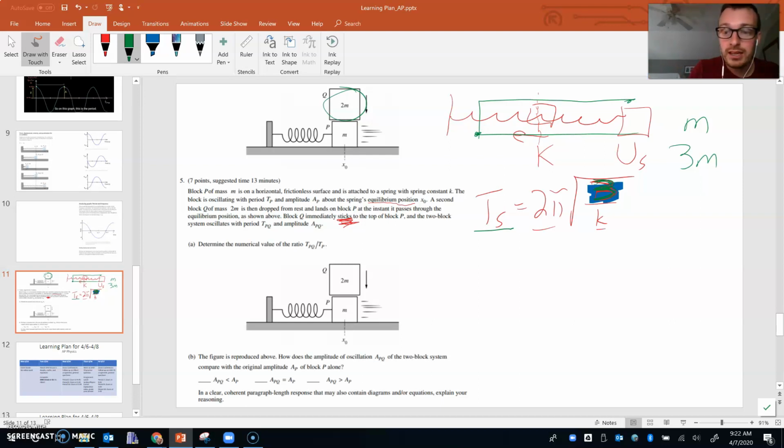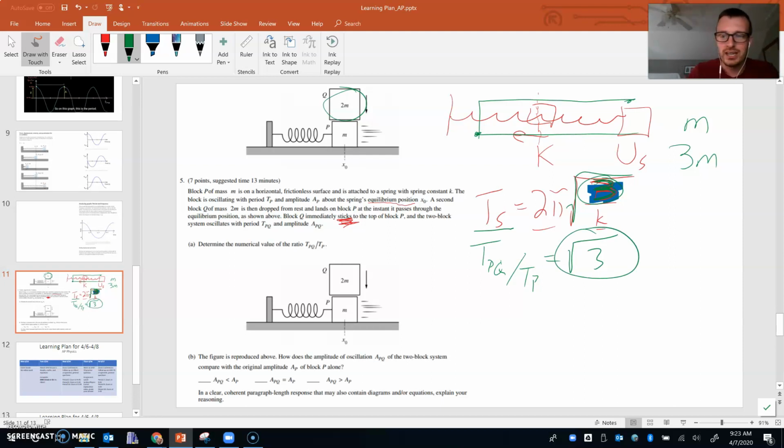We're multiplying this side by square root of 3. Right? You see the square root, and you see the 3 in the denominator. And so the answer for this one, determine the numerical value of the ratio of TPQ over TP, meaning the period of the 3m system as compared to the period of the M system, the answer is the period difference would be a factor of square root of 3.